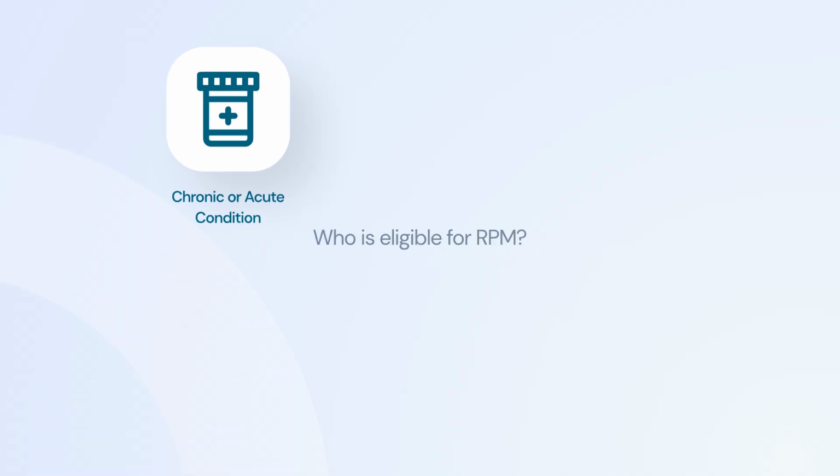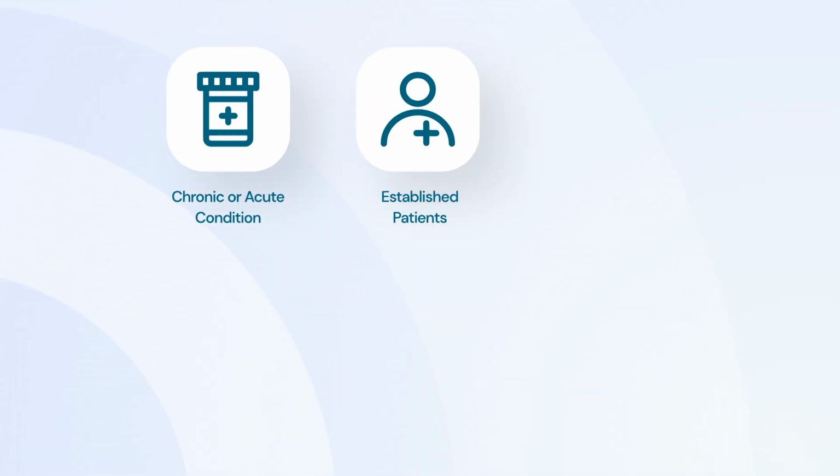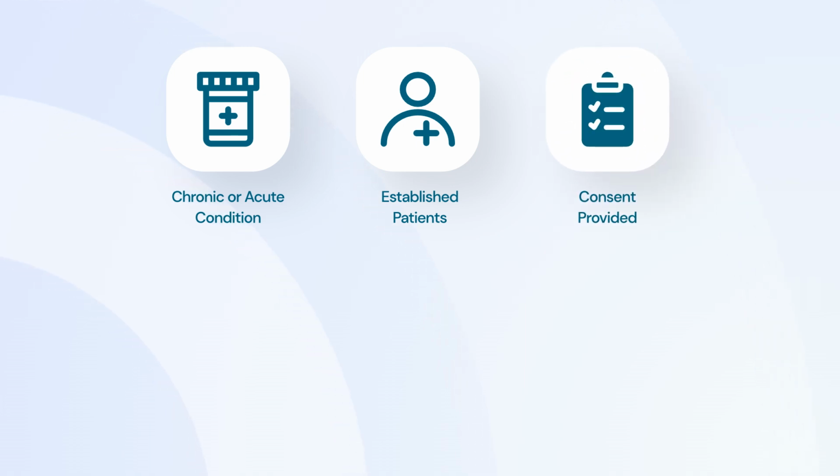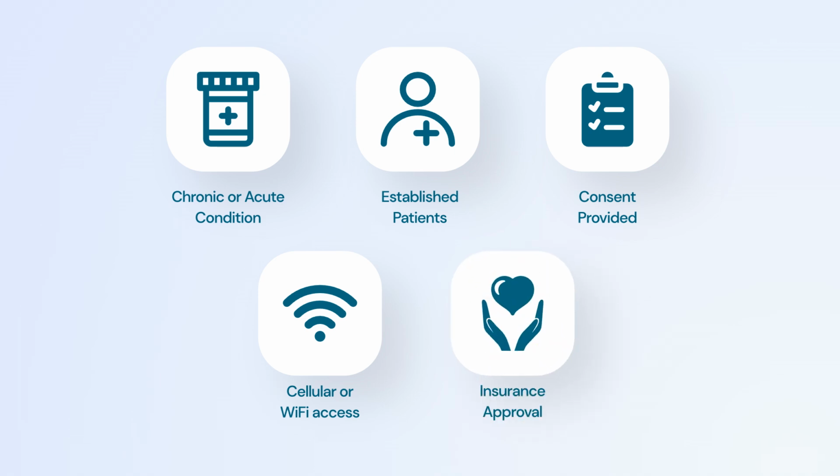Next, we need to determine who is eligible for RPM. The patient must have a chronic or acute condition. The patient must have an established healthcare provider and had a face-to-face visit in the last year. The patient must provide consent for RPM services. The patient must have cellular data or Wi-Fi access. And insurance has to approve the services offered.